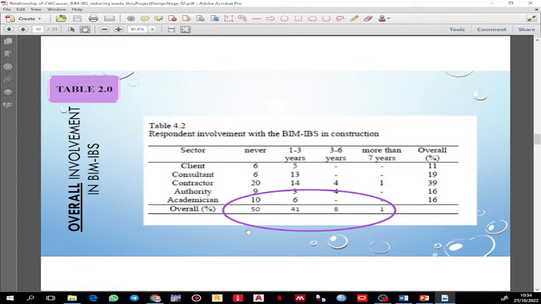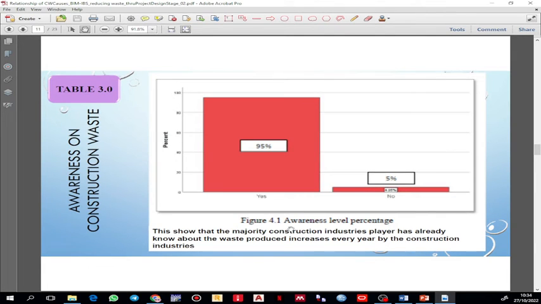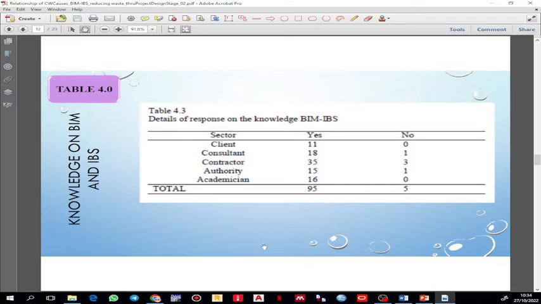Okay, the next table. Respondent involvement in BIM IBS, same as before. Awareness of construction waste. This chart shows that the majority of my respondents are aware that the construction site produces waste. And next, details of respondents on IBS. The majority of them, 95%, have knowledge of IBS and BIM.